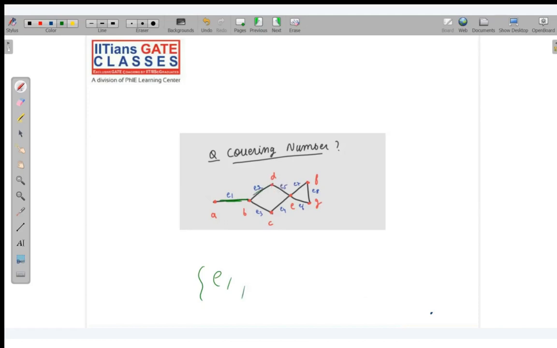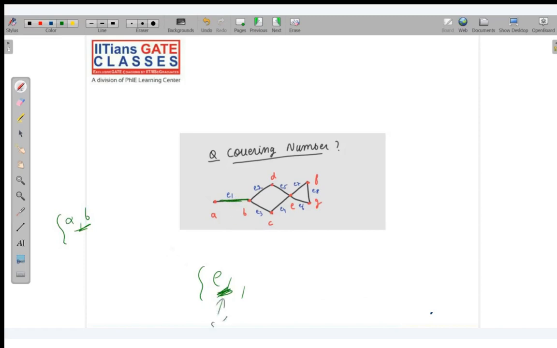If I take E2, E2 will not help us. Why? Because B is already covered. So if I take E2, only D will be covered now. Are you getting it? See this. Let me write it. Because I have taken E1, I have taken A and B. 2 vertices are covered because of E1. It was a pendant edge, we have to take it. So for step number 1, I have taken E1.